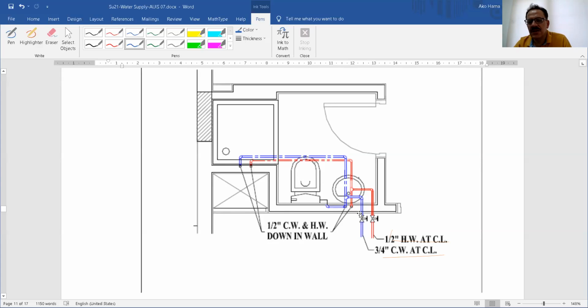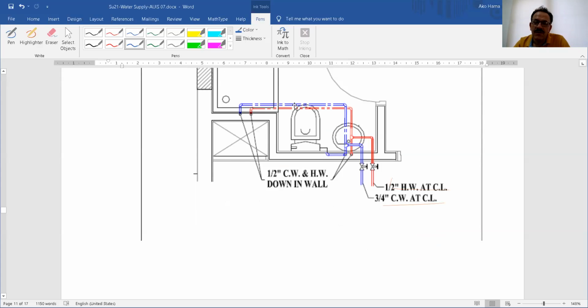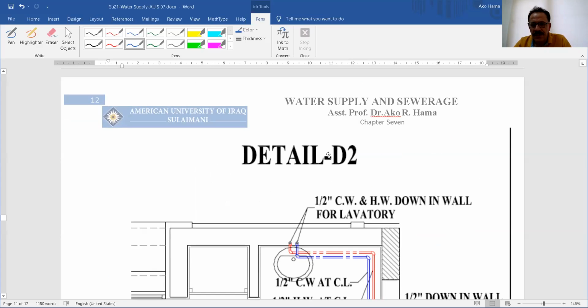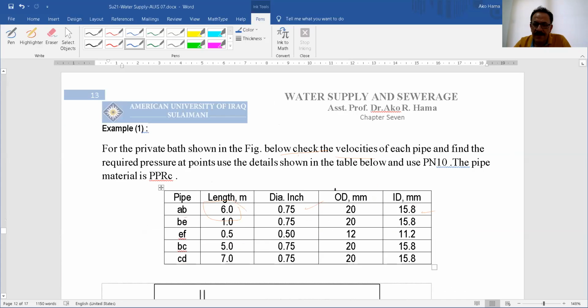Look at this one. For the water closet, you don't need to send both cold and hot water. You just need to send cold water. And the design should be like this. And here we have an example.